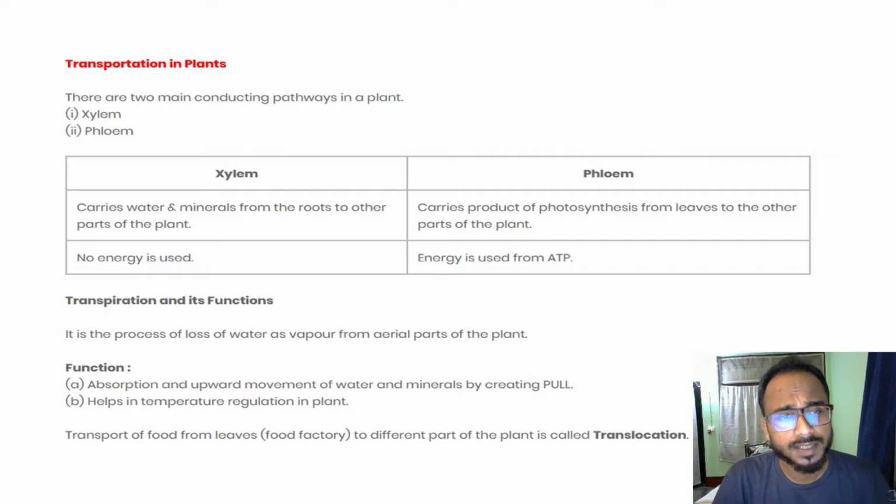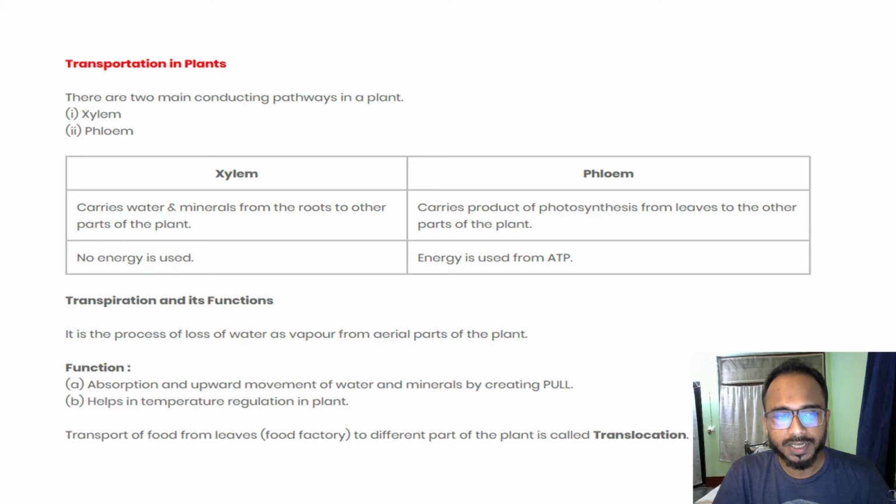That is, we can say, the distributor of water in plants is xylem. Photosynthesis is the food producing method of plants, and the distribution of food in plants is done by phloem. In xylem, water and minerals are being transported, so no energy is used. In phloem, energy is used from adenosine triphosphate, that is ATP. The full form of ATP is adenosine triphosphate. Understood?